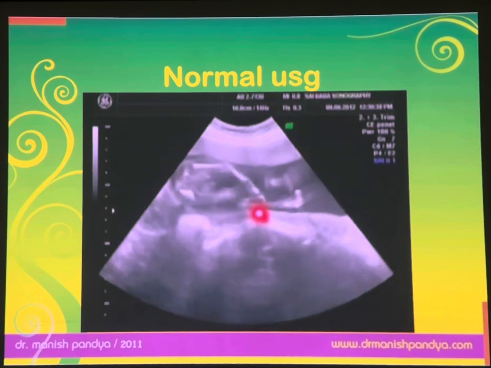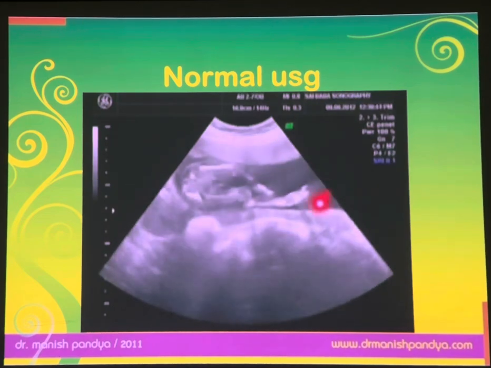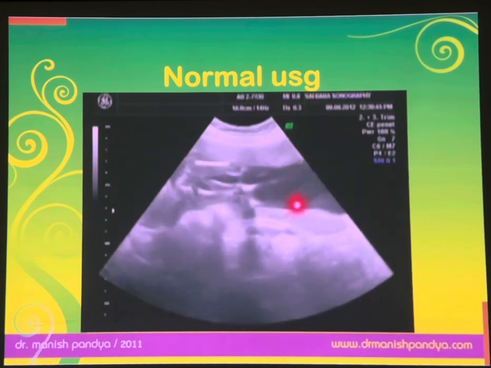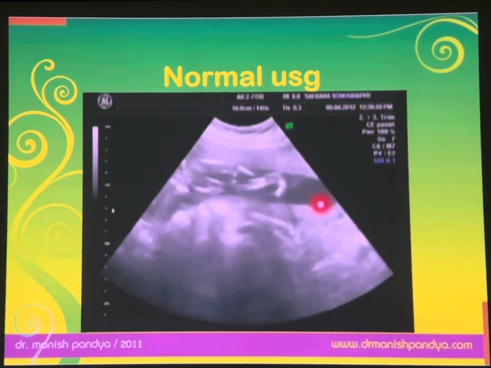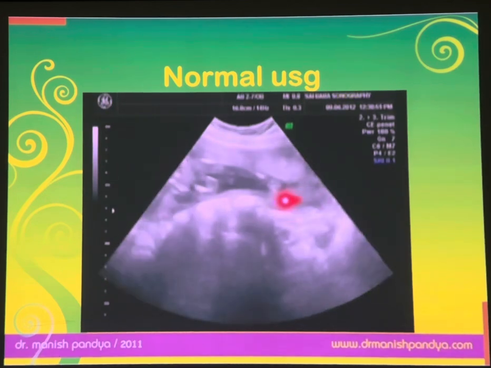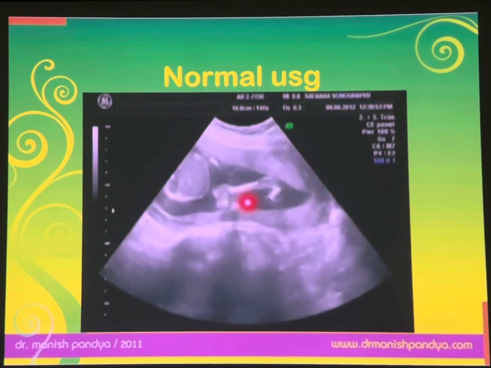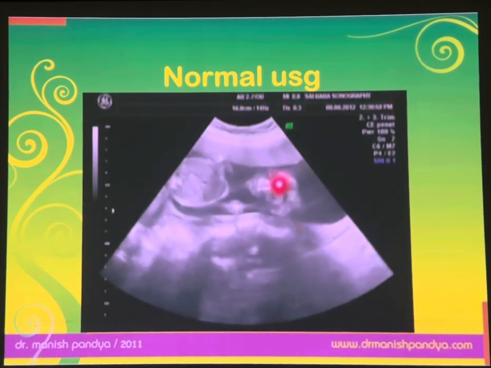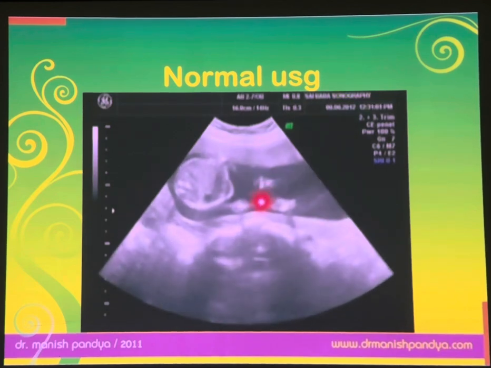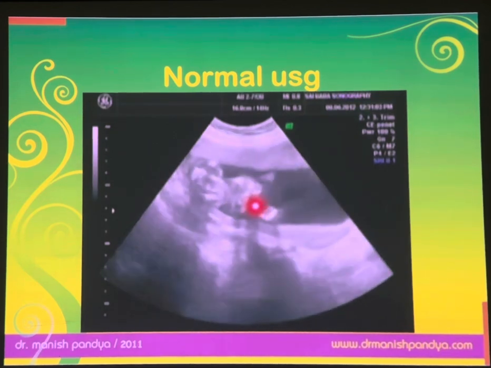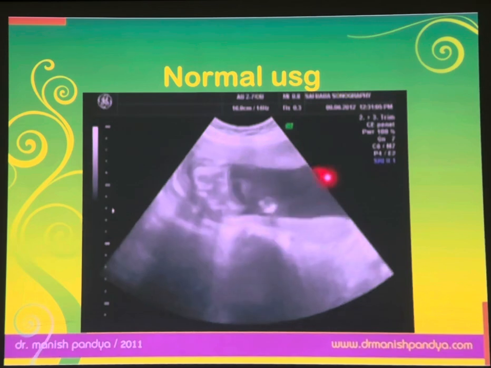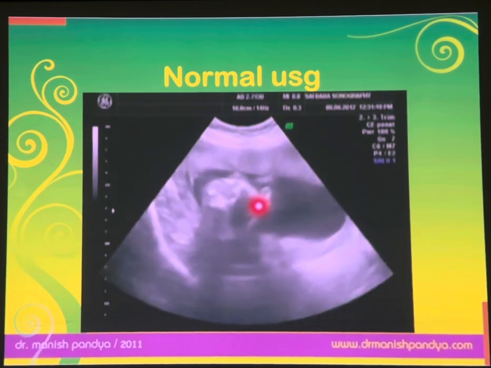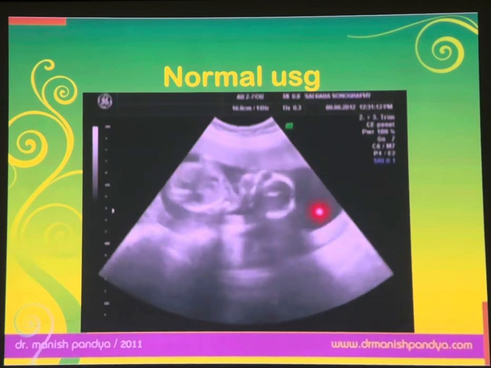Okay, you can see this is the face. We are able to visualize 2 eyeballs. Very good. Here we are watching only the lower limb, so no thought about the face yet. Then now we are taking the face: 2 eyeballs, nose, upper lip, lower lip, very well seen. Subjective liquor is very good. We are able to see 2 eyeballs, upper lip and lower lip.